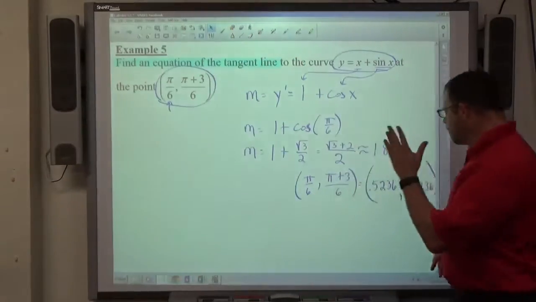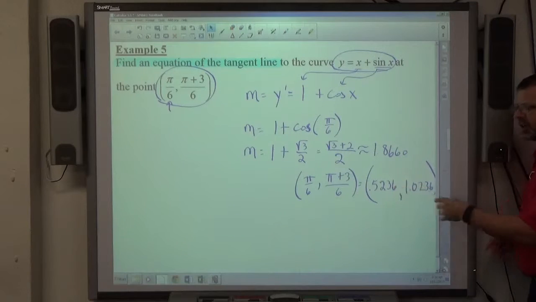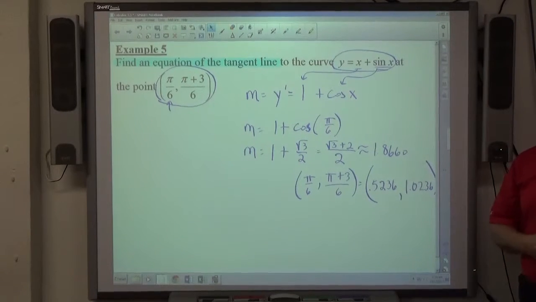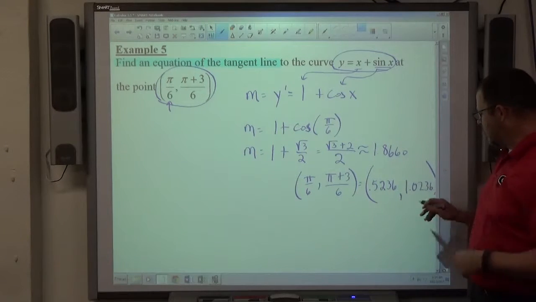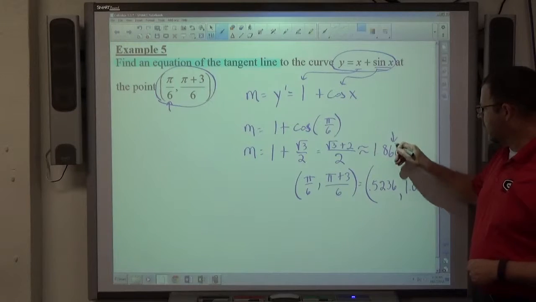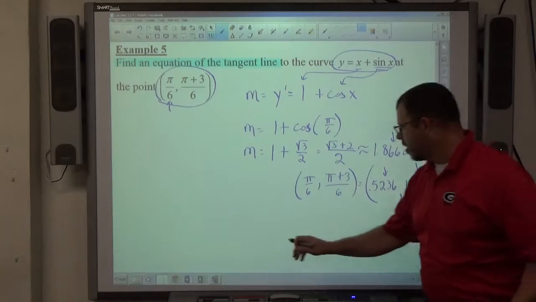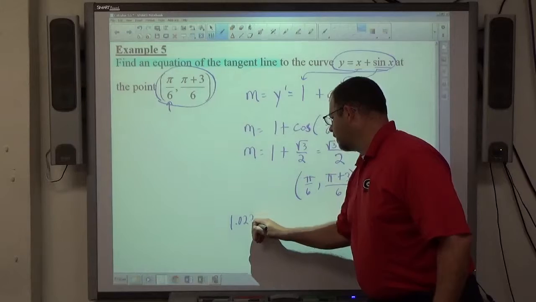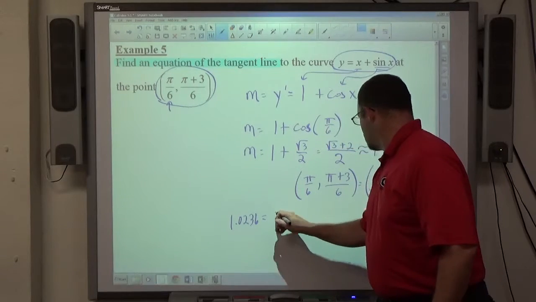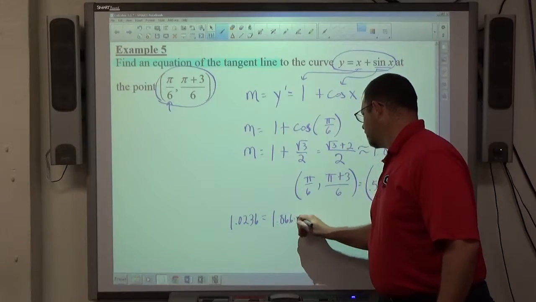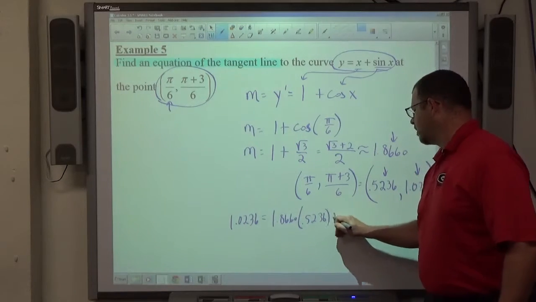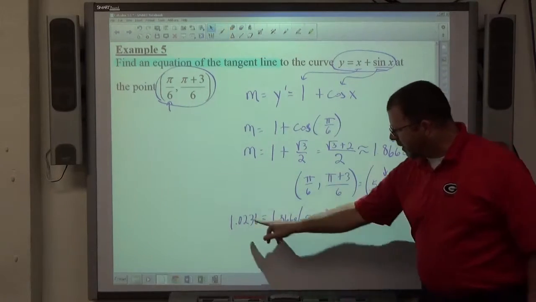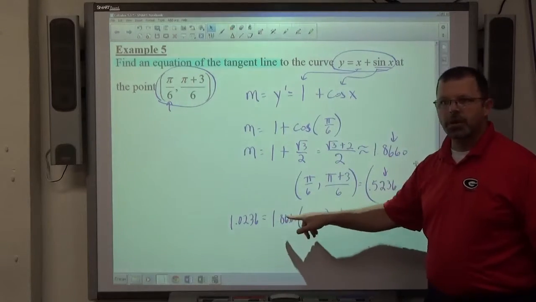Alright, so I have a slope, I have a point of tangency, so at this point now it's just an algebra 1 problem. It does involve decimals and 4-digit decimals, whatever, but again it's just y equals mx plus b, y equals mx plus b. So 1.0236 equals 1.8660 times 0.5236 plus b. B is simply going to be that number minus the product of those two numbers, right?